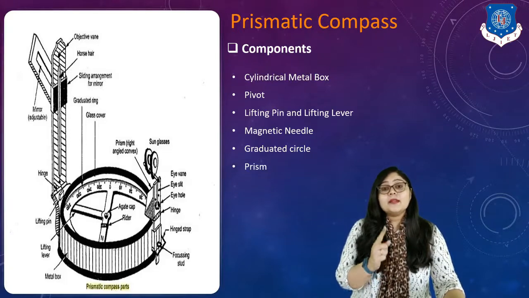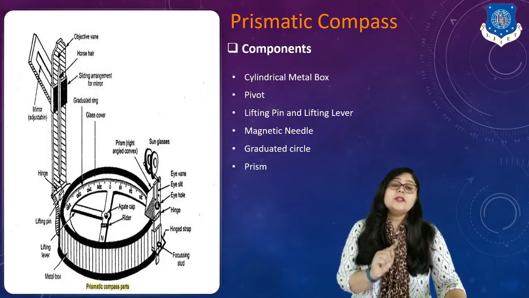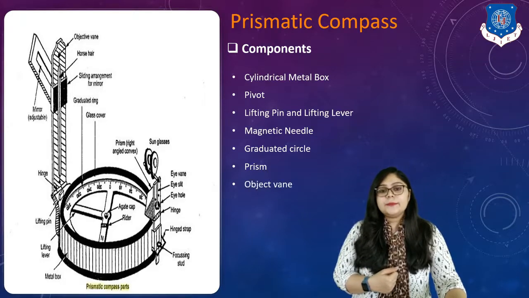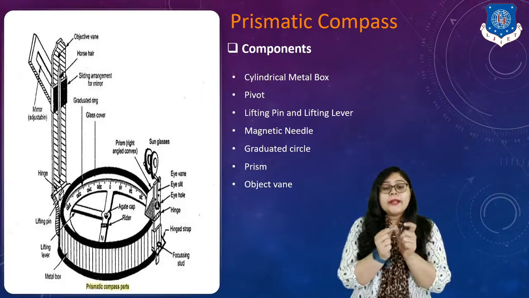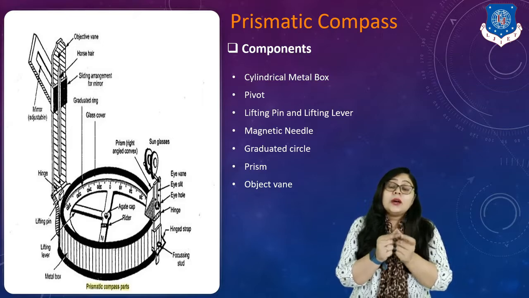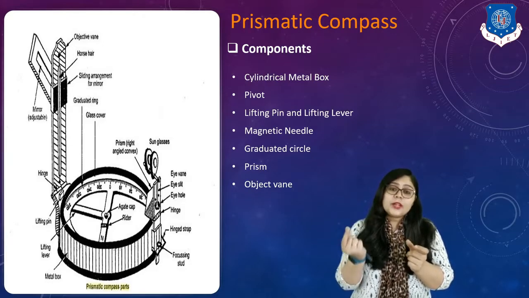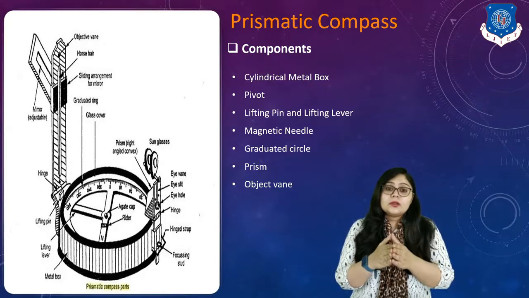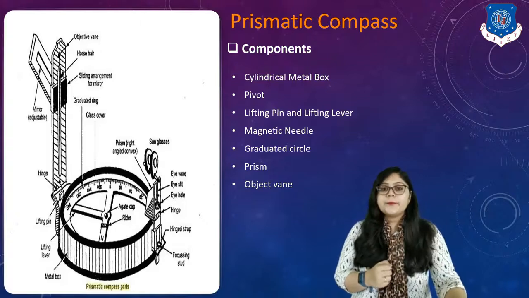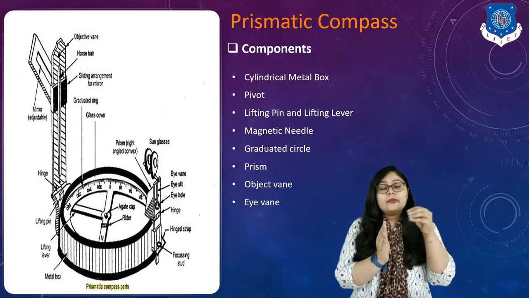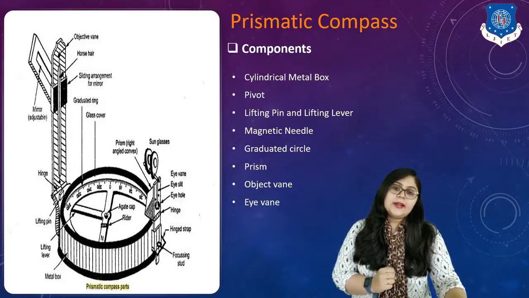Here the compass name suggests that a prism is used for taking the readings. So you can see over here that a prism is used for taking the readings, right? Again, the point from where you are taking the reading is known as the eye vane, and on the opposite side there is the object vane, behind which the object is. That is known as the object vane, right? Next is the eye vane. As I said, it is the position from where you are going to see the readings, right?